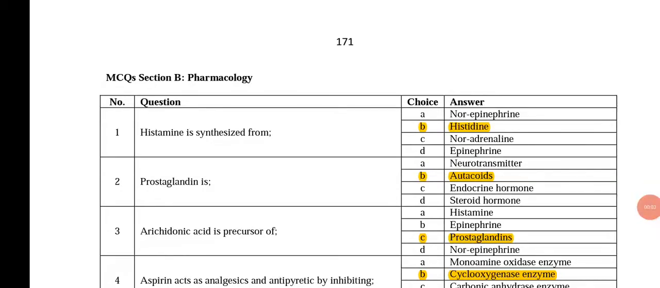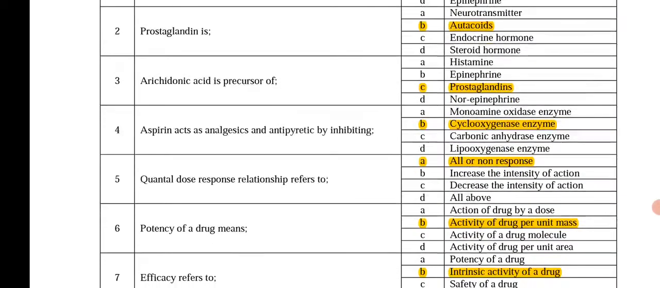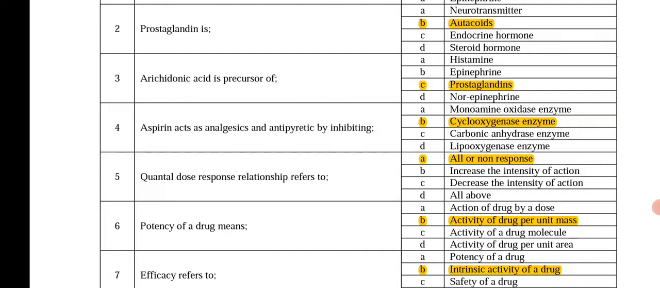Pharmacology. Histamine is synthesized from histidine. Prostaglandin is an autocoid. Arachidonic acid is the precursor of prostaglandins. Aspirin acts as an analgesic and antipyretic by inhibiting the cyclooxygenase enzyme.